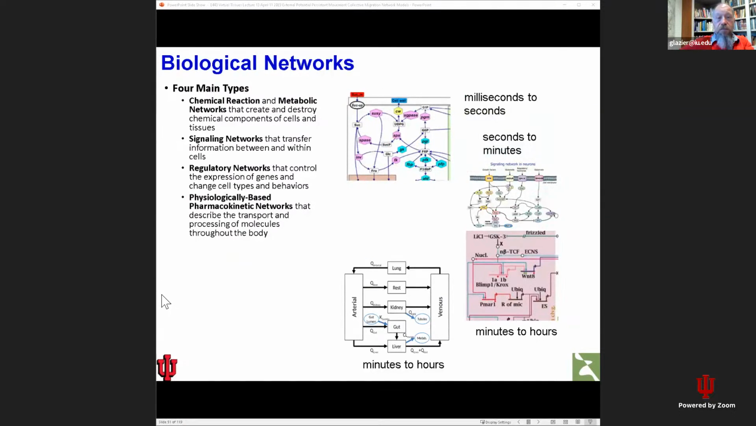There are 4 main kinds of biological network. These are chemical reaction and metabolic networks that create and destroy chemical components in cells. There are signaling networks that transfer information from outside cells to inside cells and within cells. And there are gene regulatory networks that turn genes on and off inside of cells.